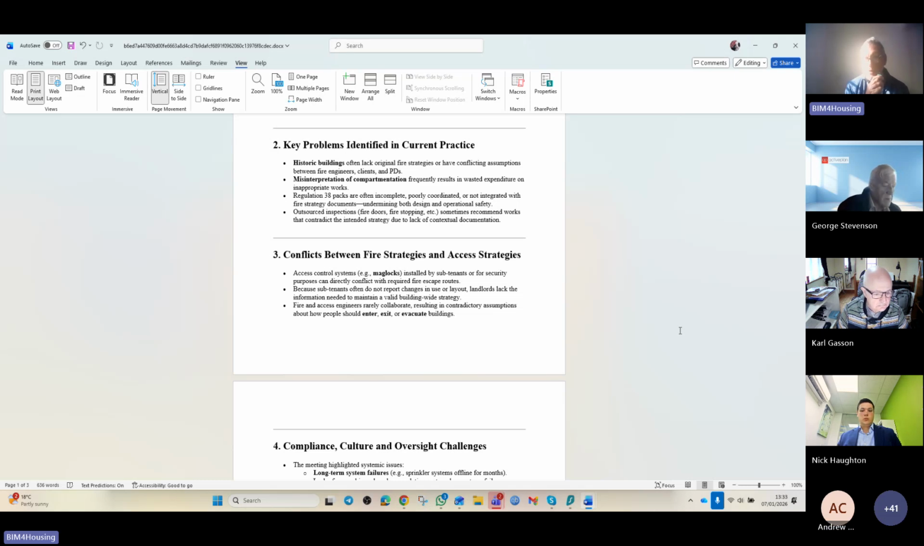Anybody else before we move on? Okay, right, let's look at number 3. Conflicts between fire strategies and access strategies. Access control systems, for example maglocks, installed by subtenants or for security purposes, can directly conflict with required fire escape routes. Also, because subtenants often do not report changes in use or layout, landlords lack the information needed to maintain a valid building-wide strategy.